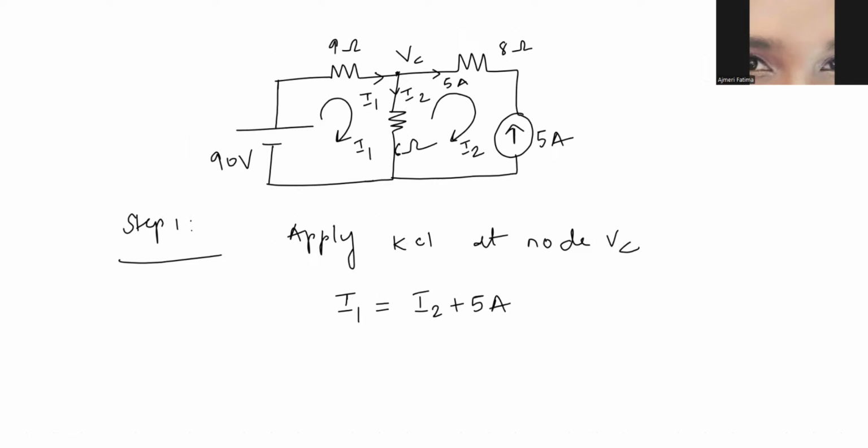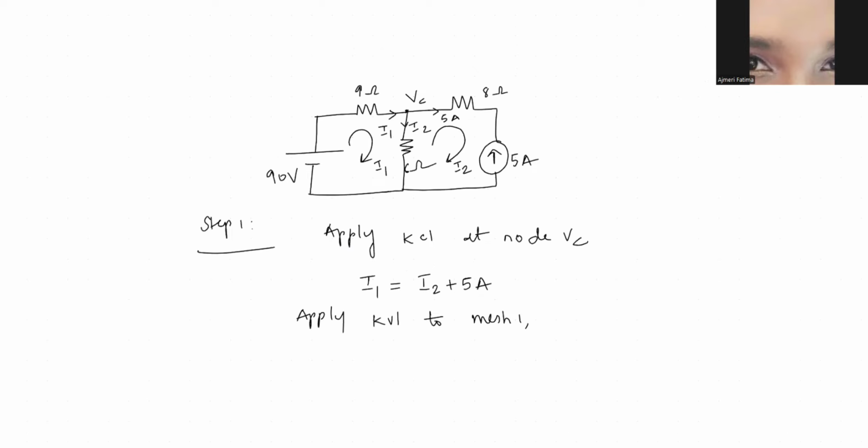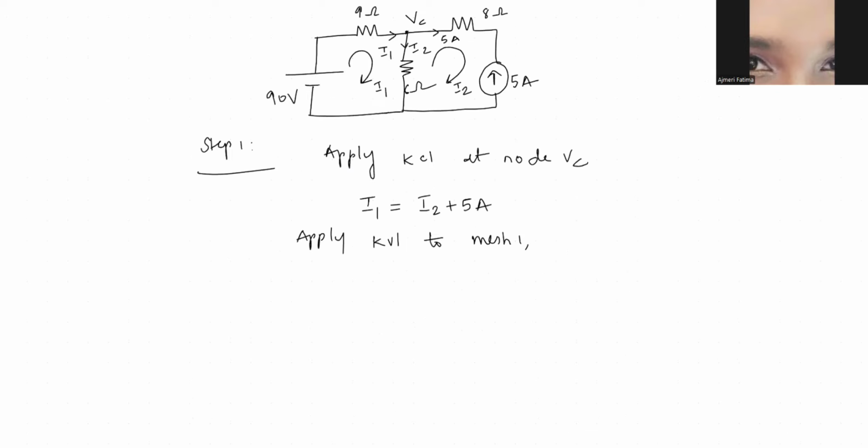And next I'm going to apply KVL to mesh 1. So how will you apply? You should always remember that there will be a drop across the resistance. Let me quickly write. This is plus minus. This is given minus to plus. This is plus and minus. So it would be plus 2 minus will be a drop. I'll write this is 90. This is 9. So it is minus 9 I1.